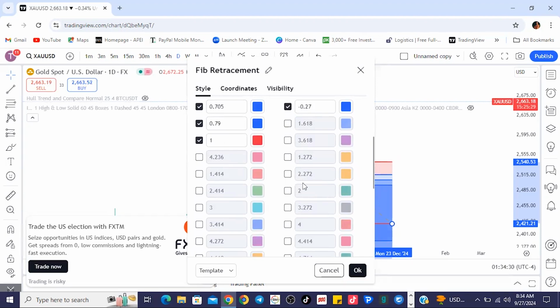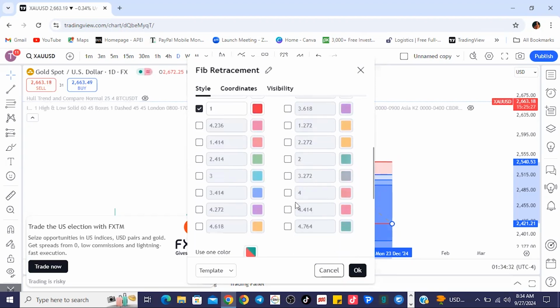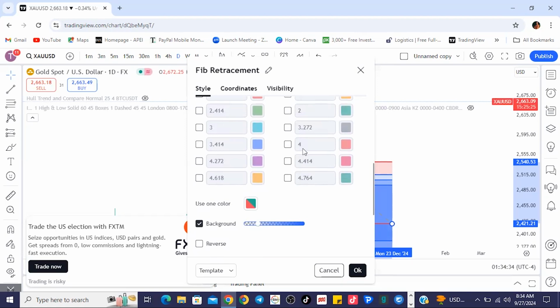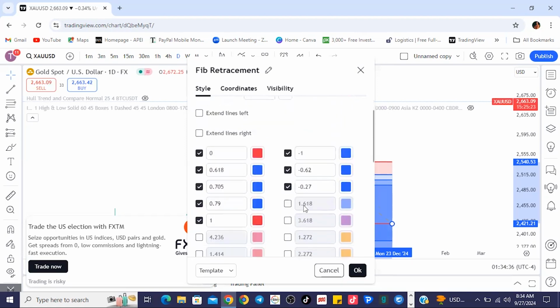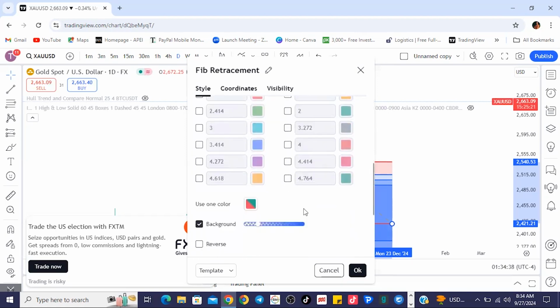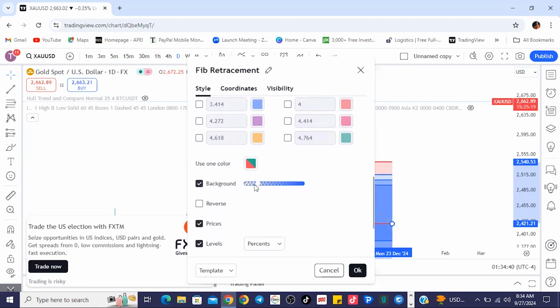So then on the downside, no other box should be ticked, right? So that's how the settings look. So we go here now and we try to adjust the background. So we remove the background, right? We remove it completely.